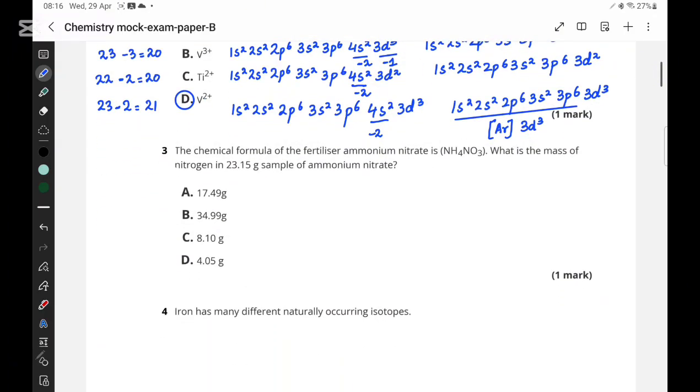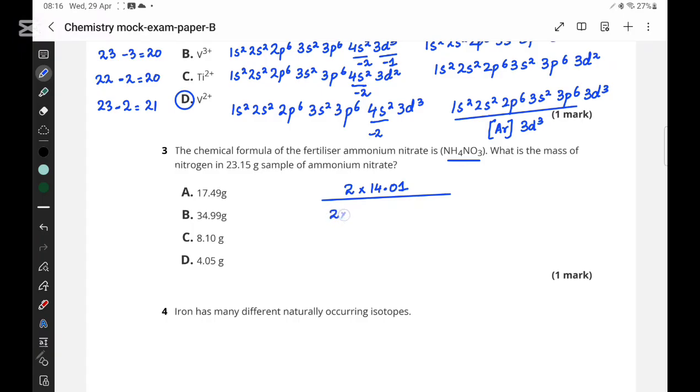For the next part, they are saying the chemical formula of the fertilizer ammonium nitrate is NH4NO3. What is the mass of nitrogen in a 23.15 gram sample of ammonium nitrate? So first of all, you need to see nitrogen. How many nitrogens are there? There are two nitrogens. So you need to multiply 2 with the nitrogen molar mass 14.01, and at the bottom you are going to write the total molar mass of ammonium nitrate.